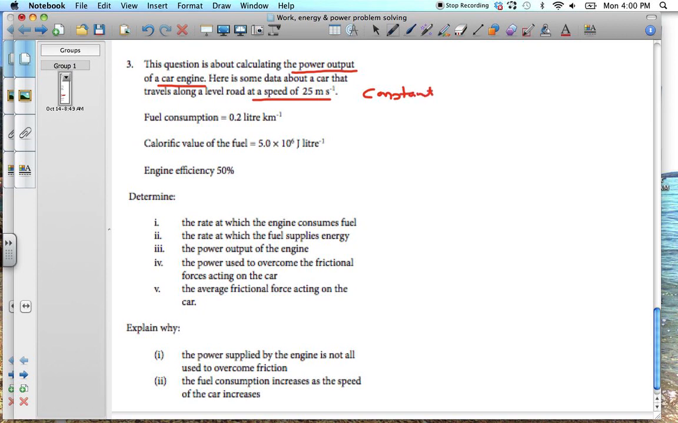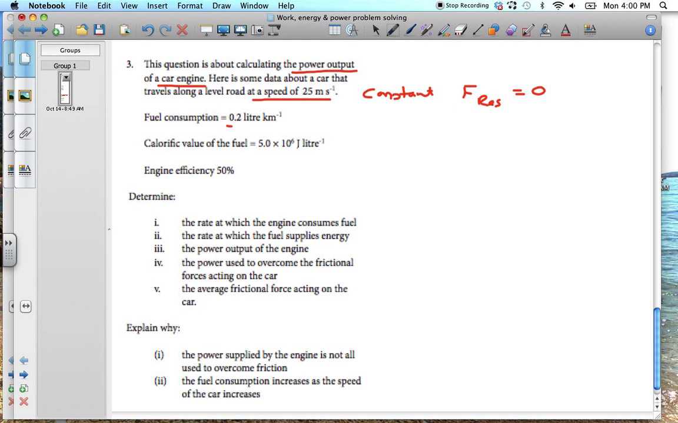So therefore, all the forces are actually being balanced, so the resultant force is actually zero. You'll obviously have all your frictional forces, and the energy that is being produced by the engine is all to overcome the frictional forces and to keep the car moving along at 25 meters per second in a certain direction.